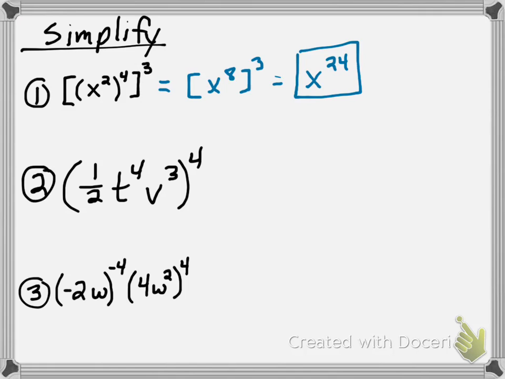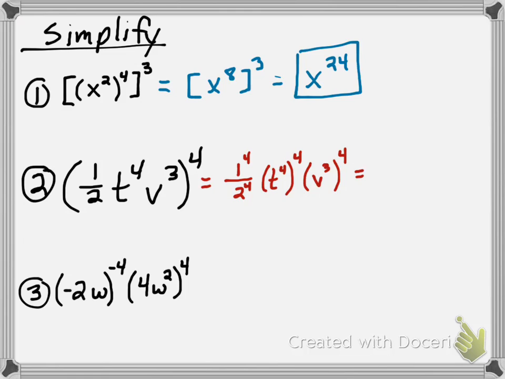Alright, now, number 2. Again, everything gets the exponent. So I have 1 to the 4th power over 2 to the 4th power times t to the 4th to the 4th power times v to the 3rd to the 4th power. Everything gets the exponent. The 1 and the 2 got the exponent. The t to the 4th got the exponent. The v to the 3rd got the exponent. Now I can simplify.